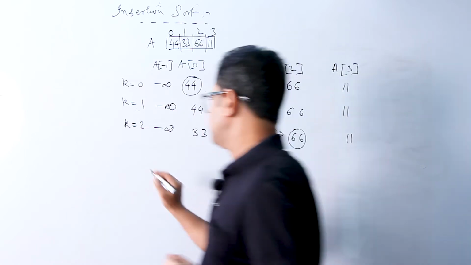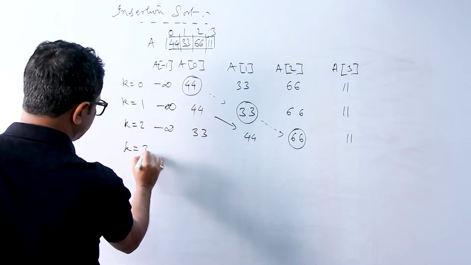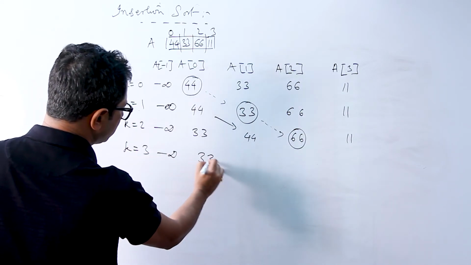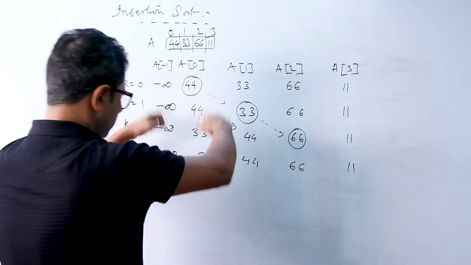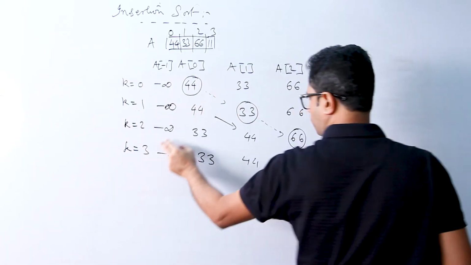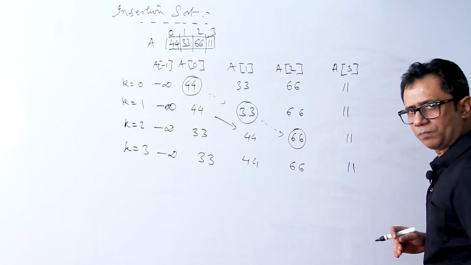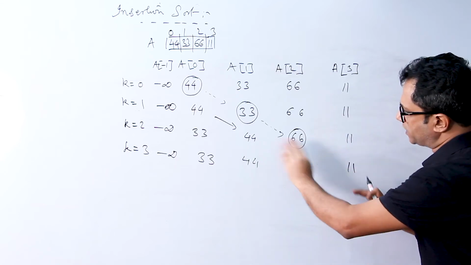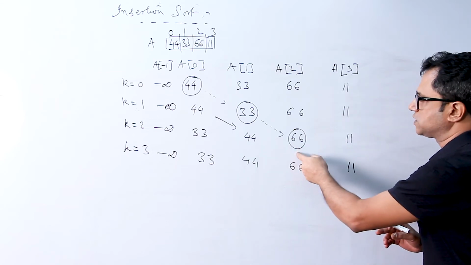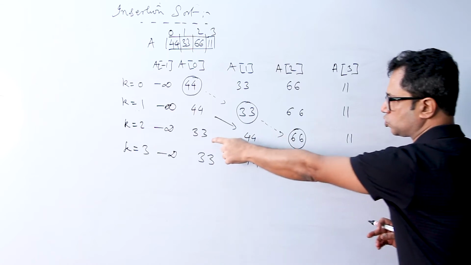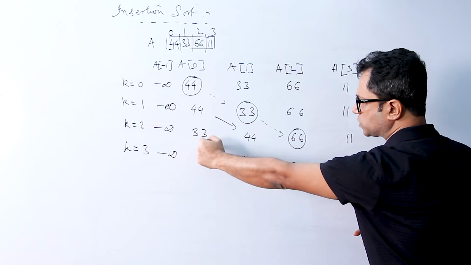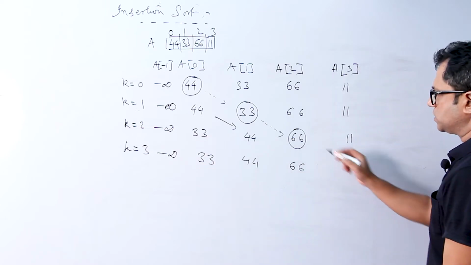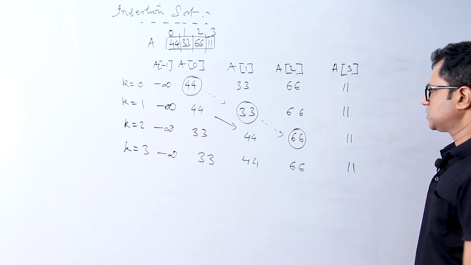So, in the next step, that is the k is equal to 3 step, we have minus infinity, 33, 44, 66, 11. These k is equal to 2 and k is equal to 3 snapshots seem to be the same, because there is no displacement or repositioning of 66. So, in these two steps the arrays remain the same, and there is no change in the position of the elements in the array.